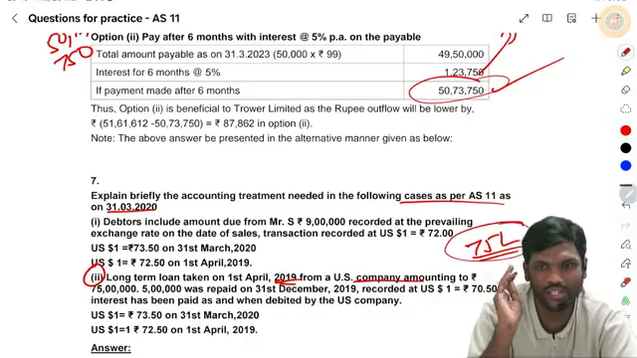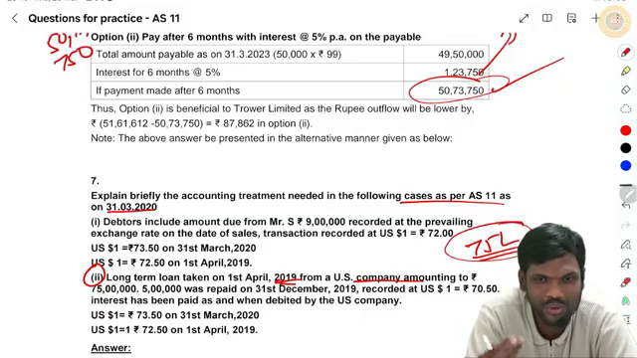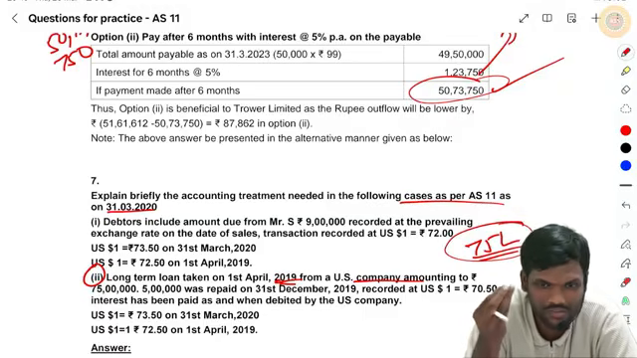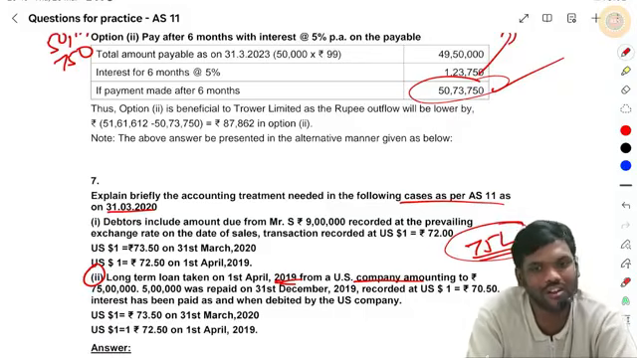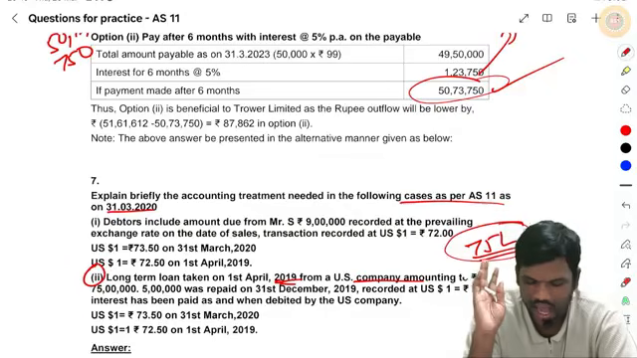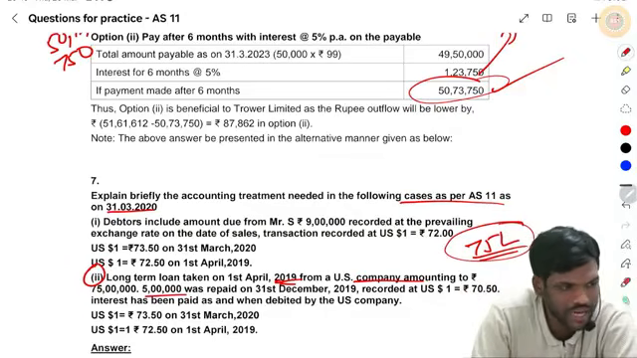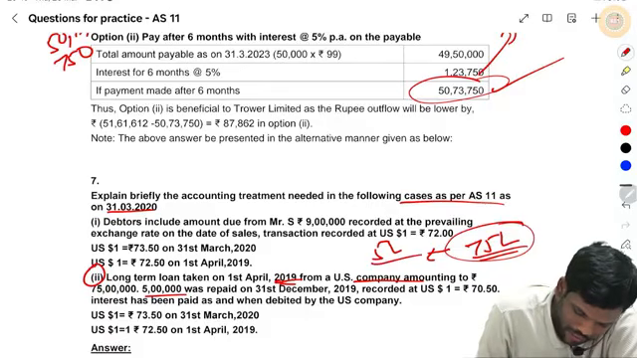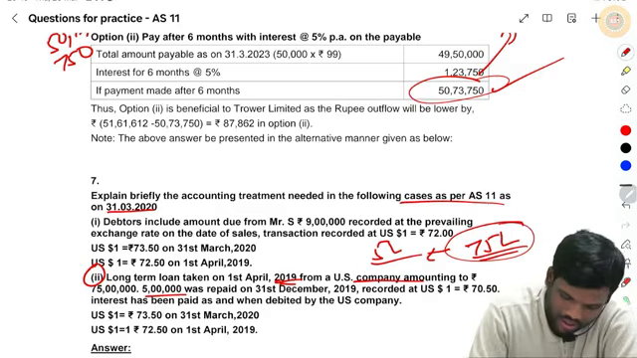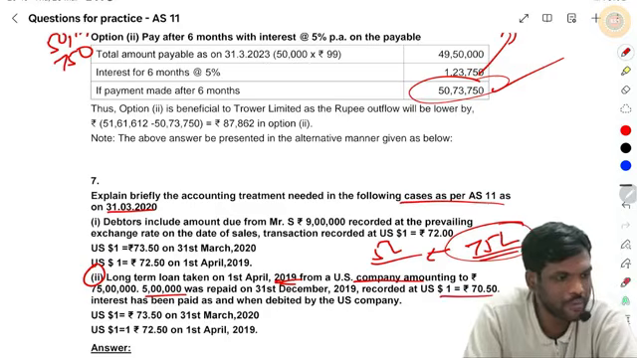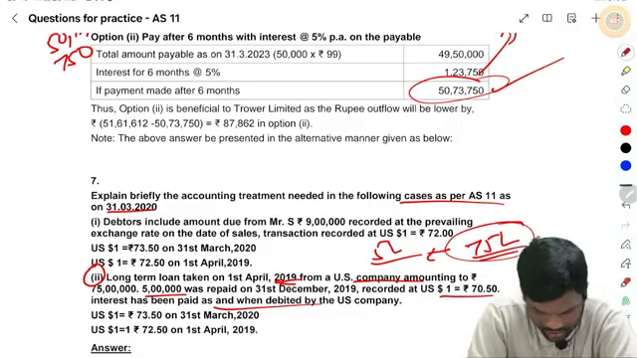That converted amount is 75 lakhs. Hey, please don't think it is an INR loan. If it is an INR loan, no need to ask a question under AS11. It is no use. So this is a US loan which they have converted into INR and given us as 75 lakhs. 5 lakhs out of 75 lakhs was repaid on 31st December 2019, recorded at 70.5. Interest has been paid as and when debited by the US company.